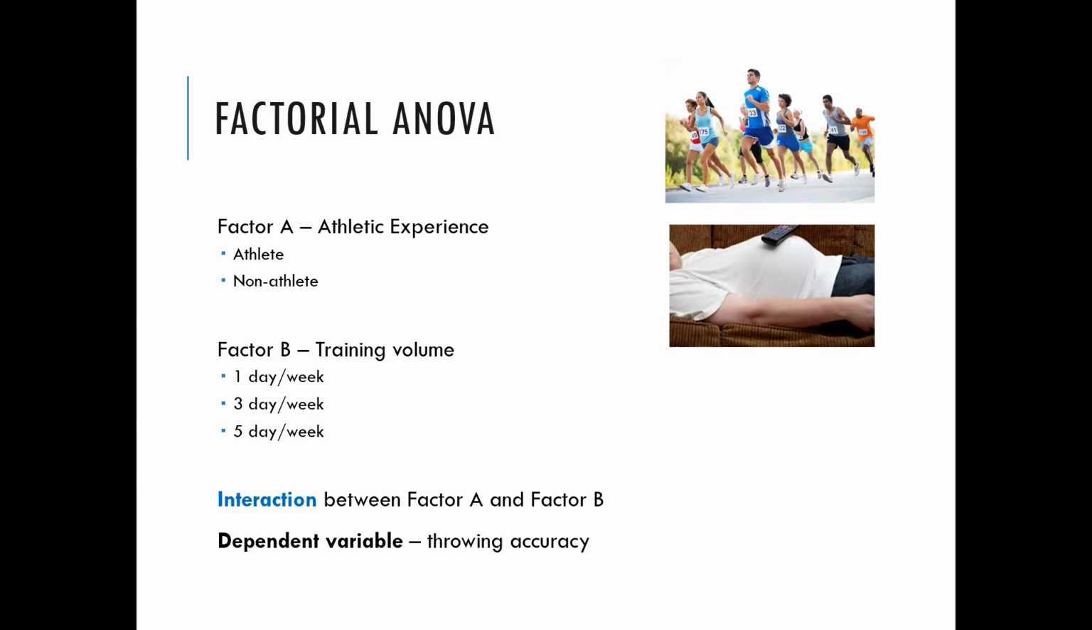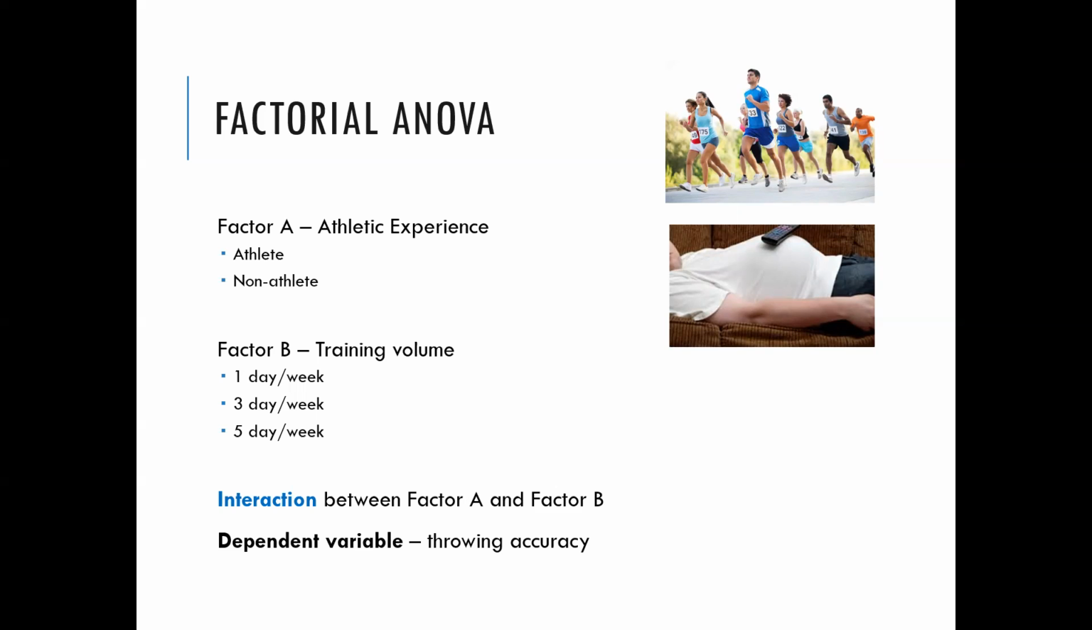Okay, so another term for the two-way or more ANOVA is a factorial ANOVA. Factor A is our athletic experience, so our athlete or non-athlete categories. And then factor B is our training volume. So we had our low, moderate, and high training volume: 1 day a week, 3 days a week, 5 days a week. Our interaction, we can also look at the interaction between factor A and factor B.